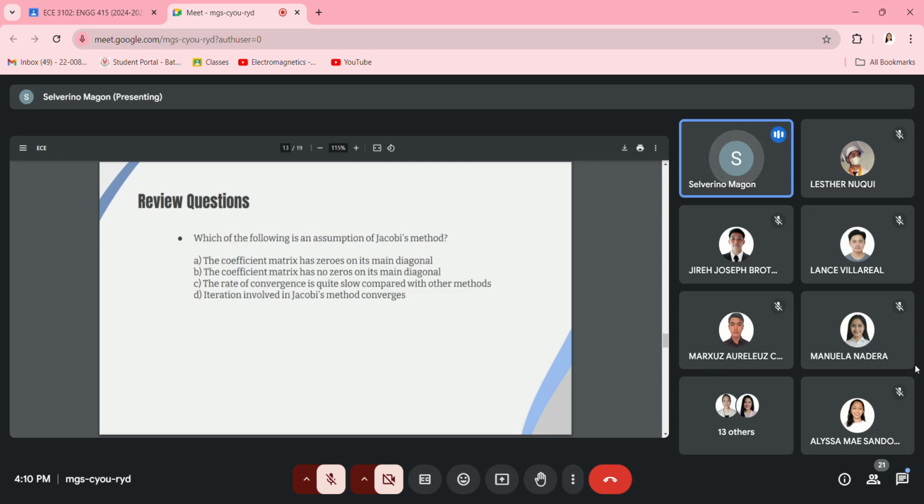Okay, so which of the following is an assumption of Jacobi's method? Is it that the coefficient matrix has zeros in its main diagonal, or the coefficient matrix has no zeros in the main diagonal? Is it that the rate of convergence is quite slow compared with the other methods, or is it that the iteration involved in Jacobi's method converges?